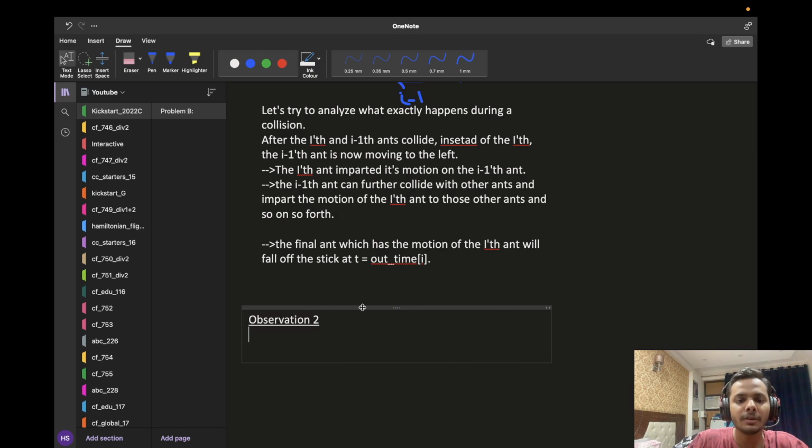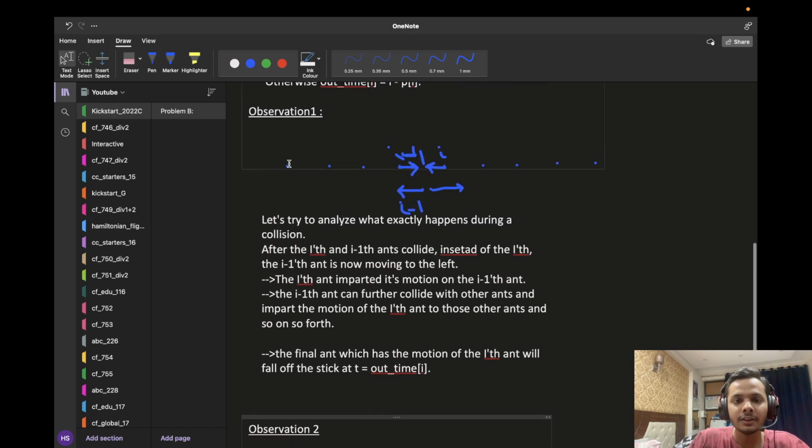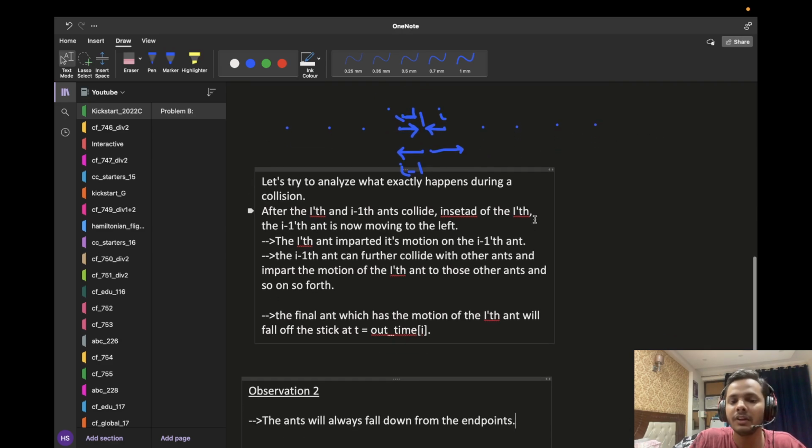So the second important observation is that the ants will always fall down from the endpoints. What I mean by this is that let's say these are the ants which I have. The first ant to fall down will obviously either be the leftmost ant or the rightmost ant, right? Similarly, the process of falling of ants will look something like popping elements from a deque. We can either pop the elements from the front or from the back, and that is what will happen, right?